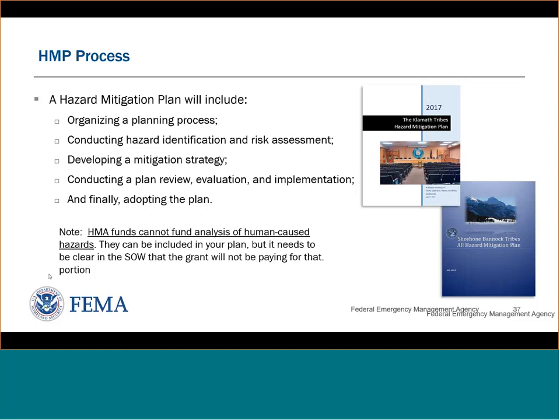And an important note here is that HMA funds cannot fund the analysis of human-caused hazards. They can be included in your plan, but it needs to be clear in that scope of work that the grant will not be paying for that portion. And so again, just remember that the focus of these hazard mitigation plans is natural hazards, and that's what the grant scope of work should call out.